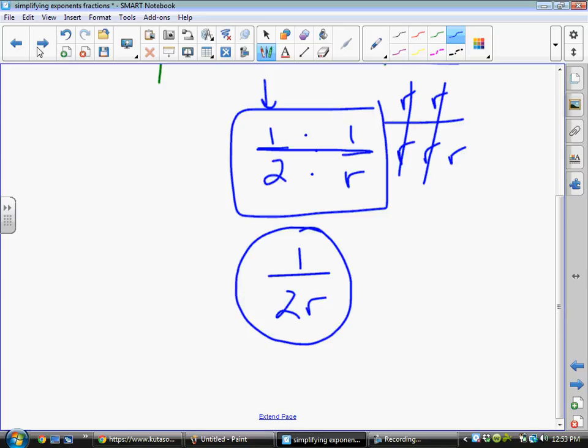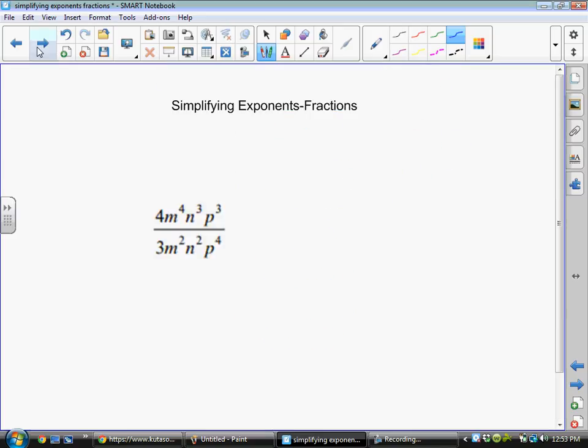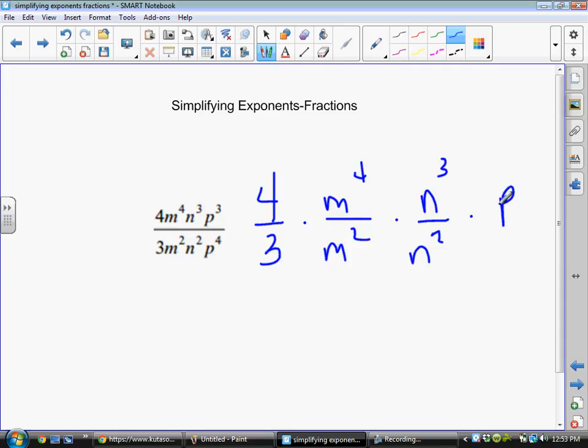Okay, here we're going to do one more example that's definitely a little bit more difficult. We have a lot of variables and letters, and a lot of numbers. So I'm going to separate each individual part. So I'm going to have my number 4 thirds. Then I'm going to just write the m's. M to the 4th over m squared. Then I'm going to write next my n's. N to the 3rd over n squared. Last are the letter p to the 3rd over p to the 4th. So I'm going to think about each of these as a separate little problem.